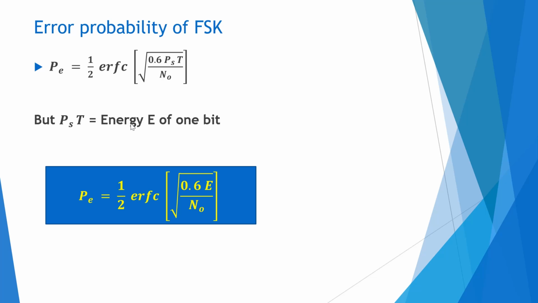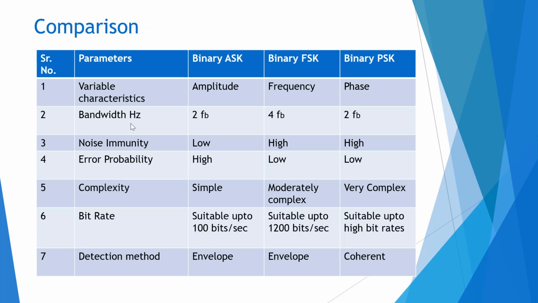Now we have already studied ASK, PSK, and this time FSK. Now we can see the comparison for the same. If we compare binary ASK, binary FSK and binary PSK with the parameters, that is variable characteristic, bandwidth requirement, noise immunity, error probability, complexity, bit rate, and last one, detection methods. If you go for the first parameter, variable characteristics, as the name suggests, it is amplitude for ASK, frequency for FSK, whereas it is phase for BPSK.